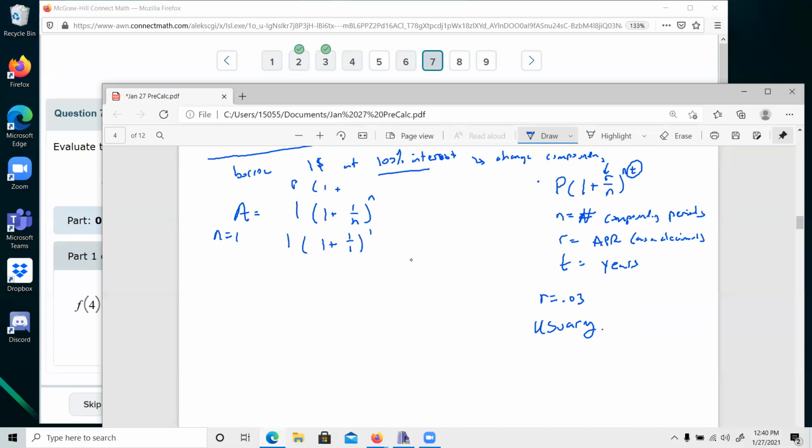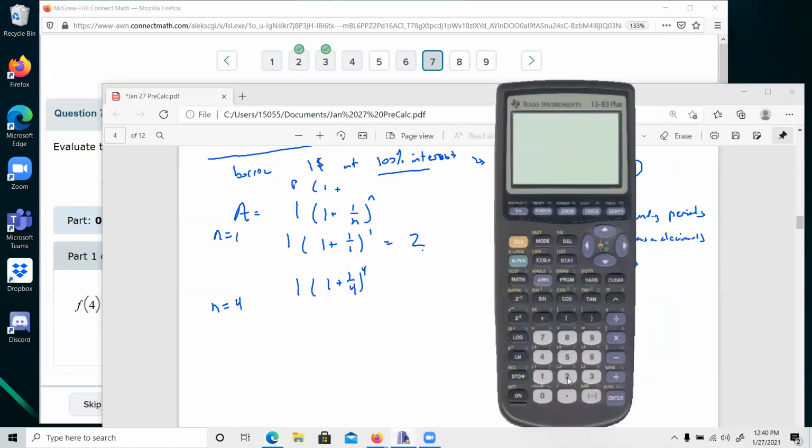Well, I could even do this one in my head. 1 plus 1 is going to be 2, and 2 raised to the 1 times 1. So we borrow that $1, and at the end of the year, you've got to pay back $2, which is obscene. What if we do it compounding quarterly? N equals 4. So we have 1 plus 1 over 4 raised to the 4th power. Okay, let's see what happens.